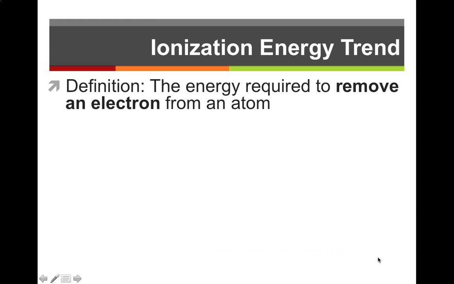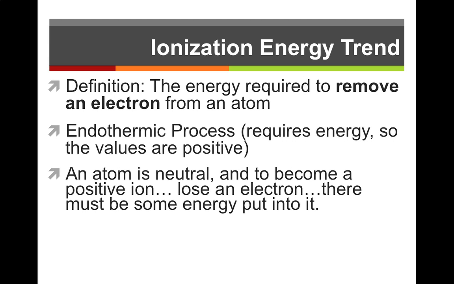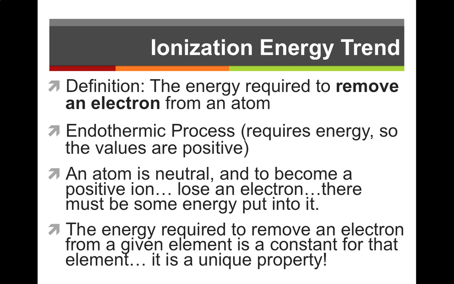Okay, the ionization energy is the energy required to remove an electron from an atom. This is an endothermic process. It requires energy, so the values of these ionization energies are all positive. An atom we know is neutral, and to become a positive ion, aka lose an electron, there must be some energy put in. That's where we get that endothermic process. The energy that's required to remove that electron from a given element is a constant for that element. It is a unique property. We often call that a characteristic property.